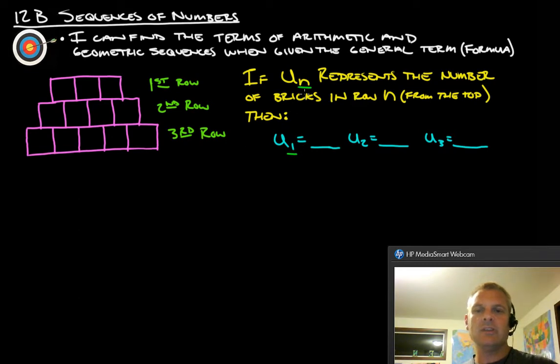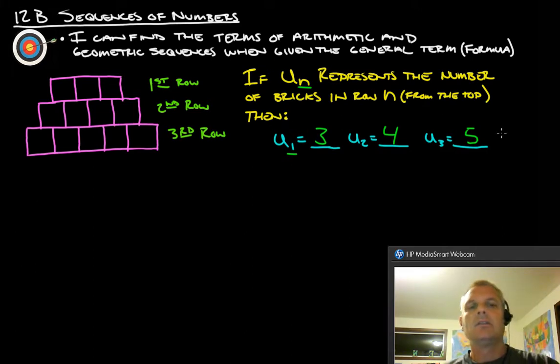So since this n here is now replaced with a 1, that means we want to know how many bricks are in the first row. So there would be 3 in the first row. And then u sub 2 would be the second row, so there are 4 in that row. And then u sub 3 is the third row, which has 5 in it.